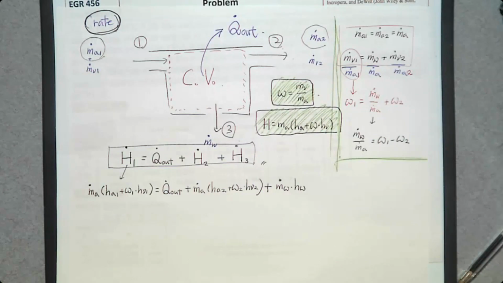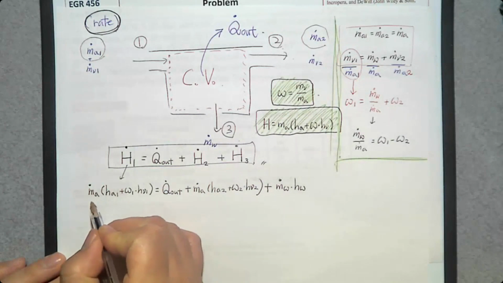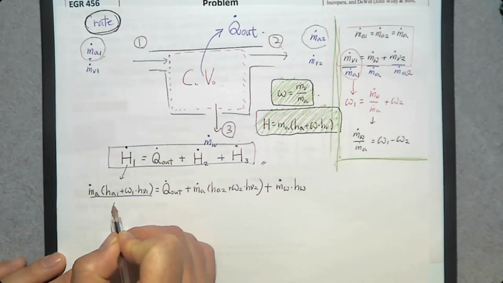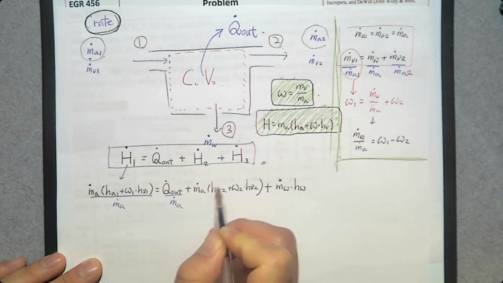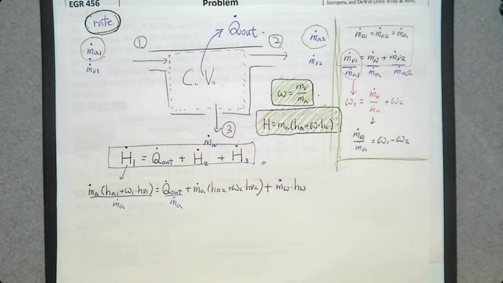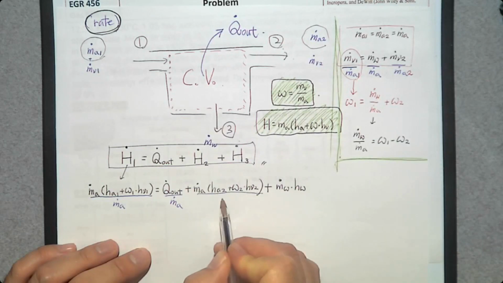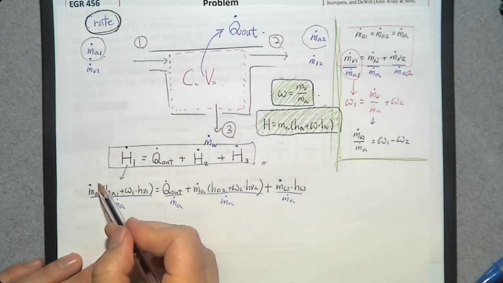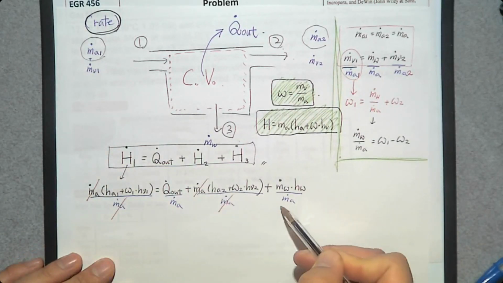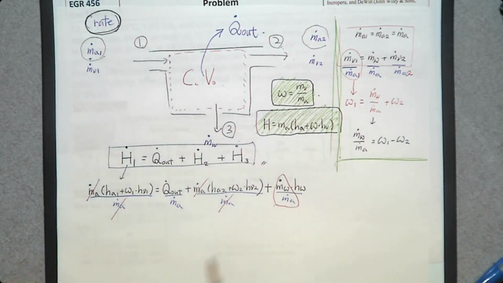Then, why don't we divide by the mass of the dry air? I'm going to divide each term by m dot of dry air so that we can determine the specific energy rather than just energy. Divide by m dot of A, divide by m dot of A. Then here we can cross them out. What is this one? The difference in humidity ratio.